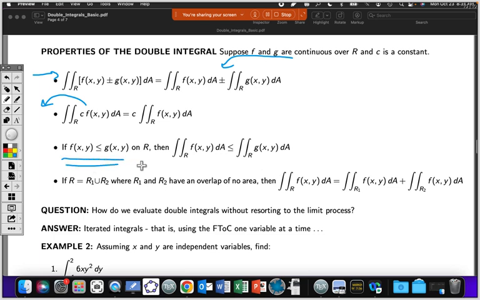It maintains the inequalities like the integrals did in Calc 1. If you've got one surface living below another surface, then the integral below the one surface will be less than or equal to the integral under the other surface. So if the things you're adding up are less than or equal to, then the sums are going to be less than or equal to. And let's take a look at this property, because this looks kind of weird. If R equals R1 union R2, where R1 and R2 overlap in no area, then you can add those integrals. We had something like this back in Calc 1, or in AP Calc.